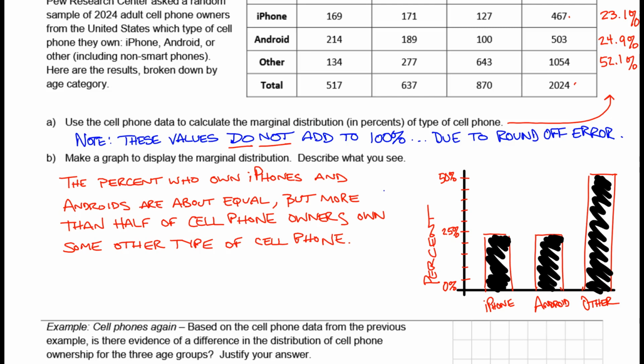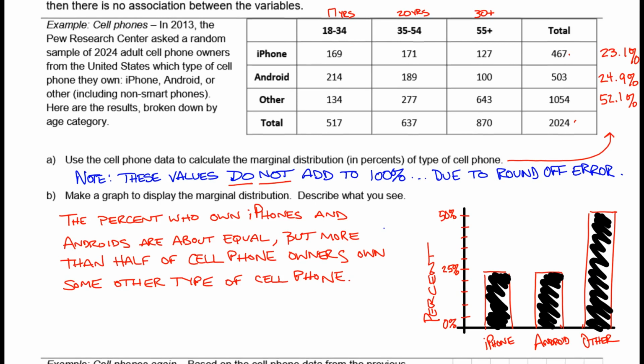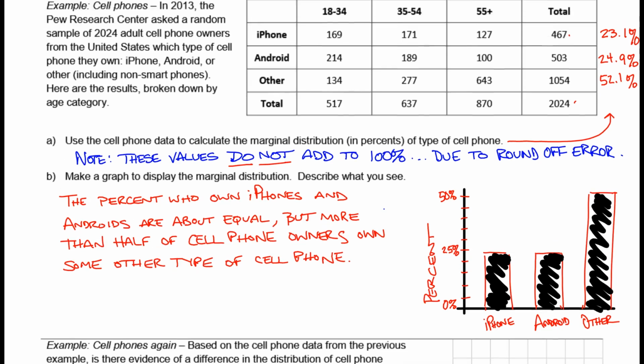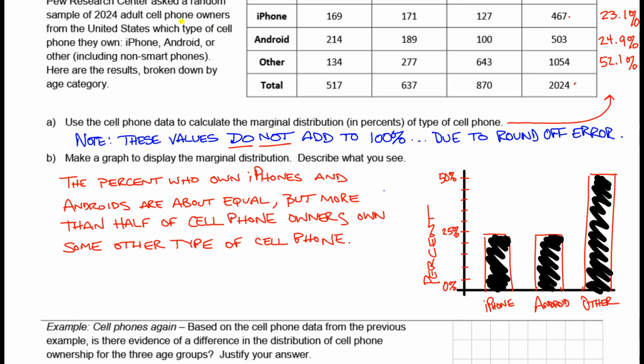If you think about the cell phone you use, and we see this data where more than half of all cell phones are something other than an Android or an iPhone, we have to remember when this data was taken. This data was recorded in 2013.